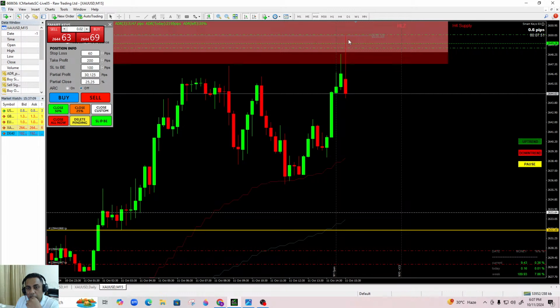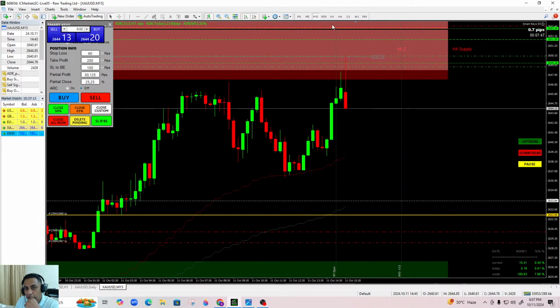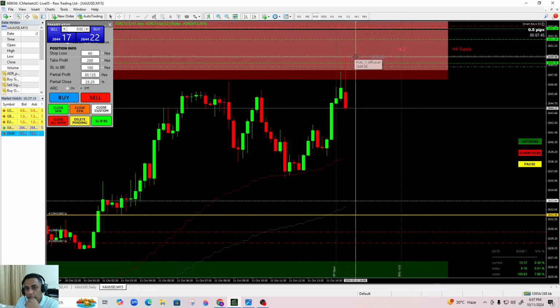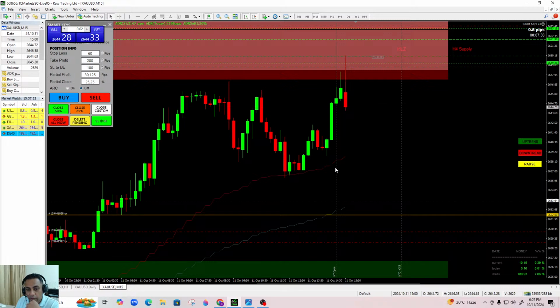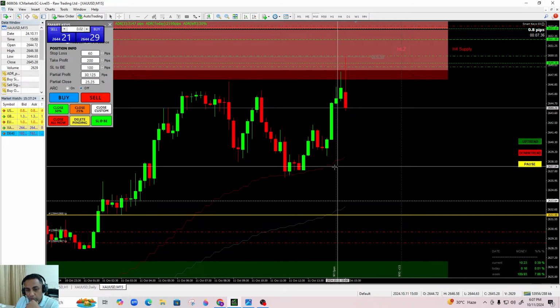Let's see, it's a nice touch and drop. So stop loss was above that light red area right there, about 30 pips. And we've dropped about 60 pips already. Coming down, we should be coming down here.